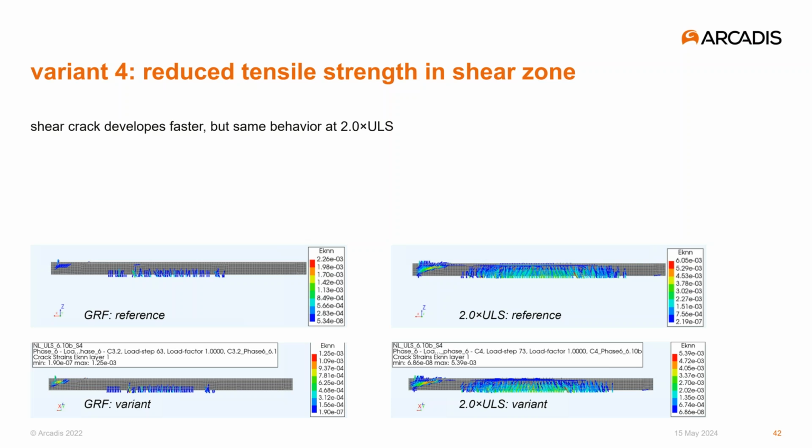Reducing the tensile strength in the shear zone results in a somewhat faster development of the shear crack, but at twice the ultimate limit state loads, the reference calculation in the top right picture and the variation, the bottom right picture, show the same behavior. So also no real influence.